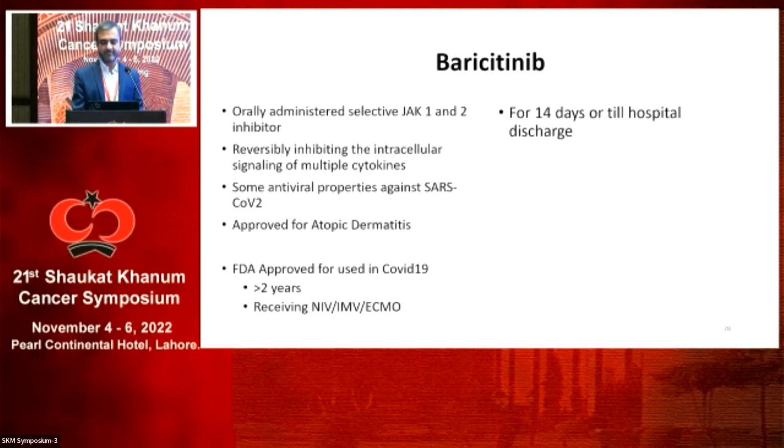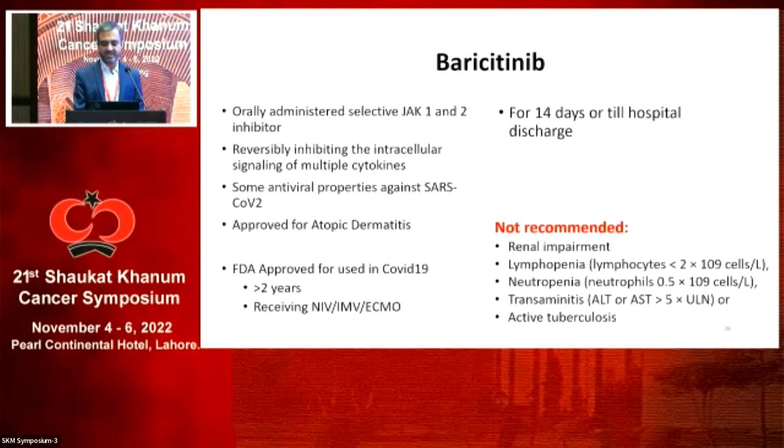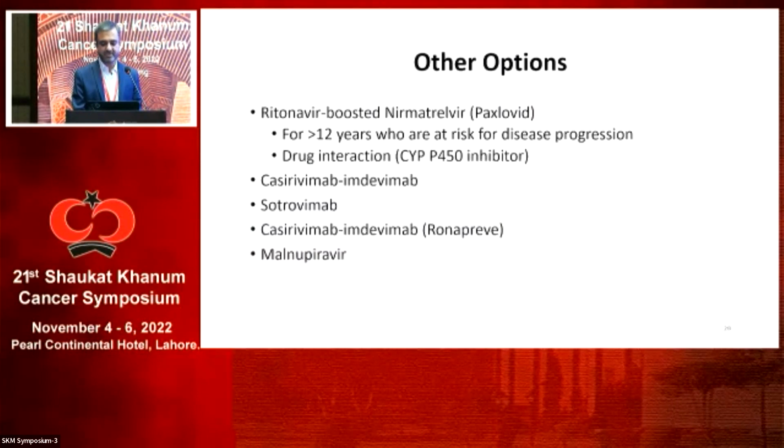And the duration of therapy depends on the disease severity and progression. It can be used for 14 days or until the patient is discharged from the hospital. But again, if there is renal or liver impairment, or if there is lymphopenia or neutropenia, then we have to be really cautious. And again, in the presence of tuberculosis, this has to be reconsidered.